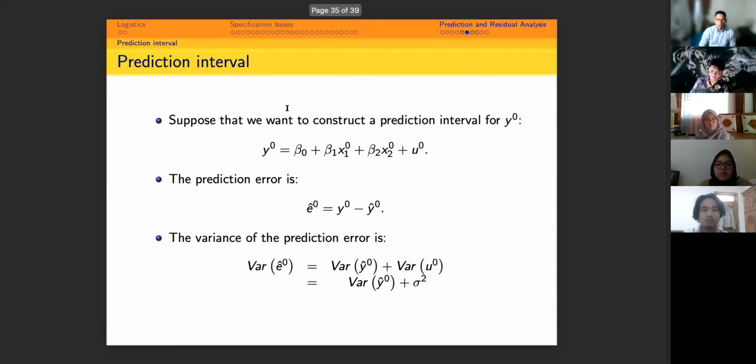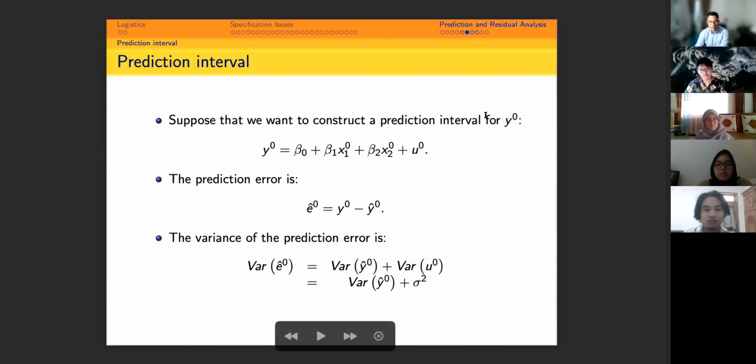So we just discussed the confidence interval, and now we're going to discuss what's called the prediction interval. The confidence interval and prediction interval are a bit different. Suppose that we want to construct a prediction interval for y0. We have y0 = beta 0 + beta 1 x1 0 + beta 2 x2 0 + u0. Basically, this is just the model.